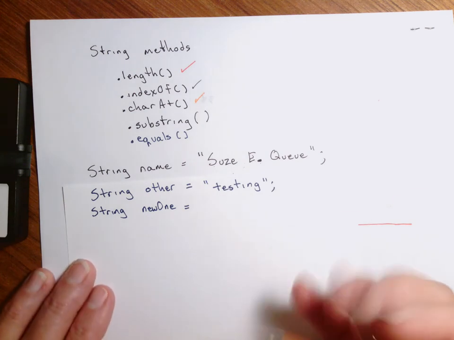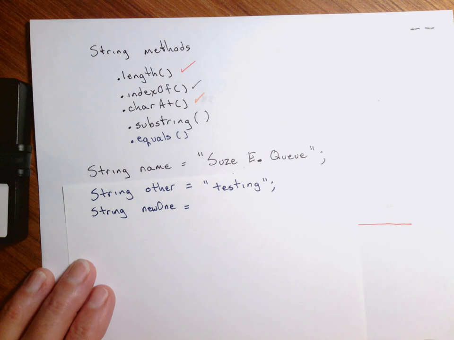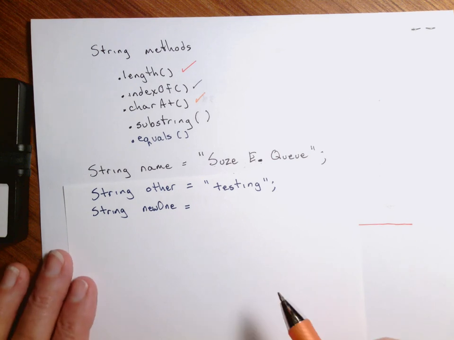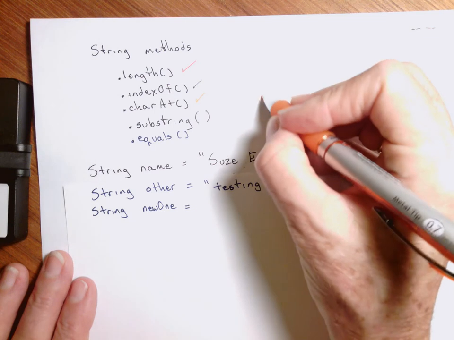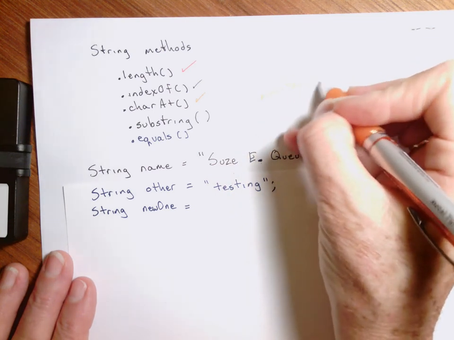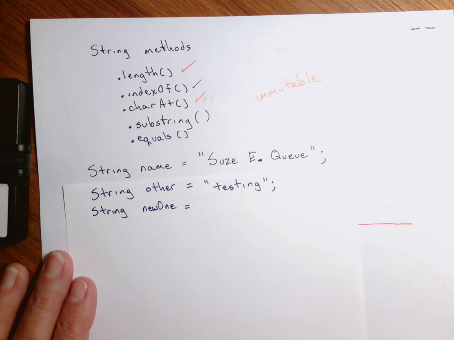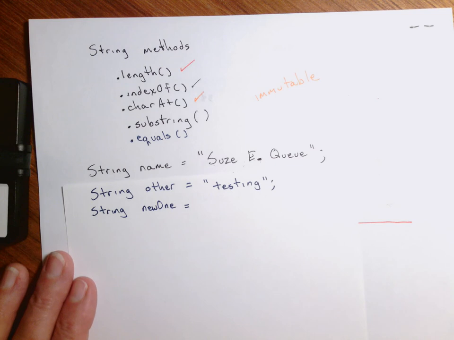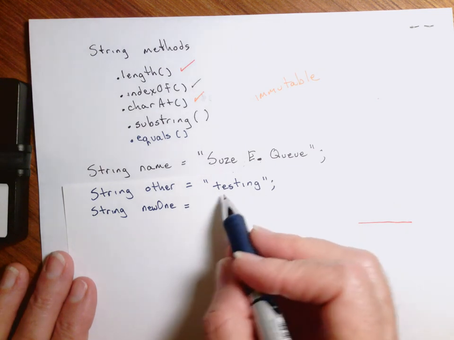So substring allows us to extract part of a string. And that doesn't mean that it's removed from the original. Strings are, we call them immutable. And that means they can't be changed. So when we use the substring methods, we are not changing a string. We are simply copying part of that string. So let's take a look at this one.